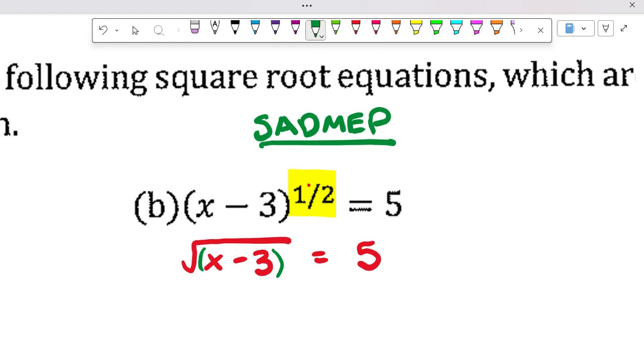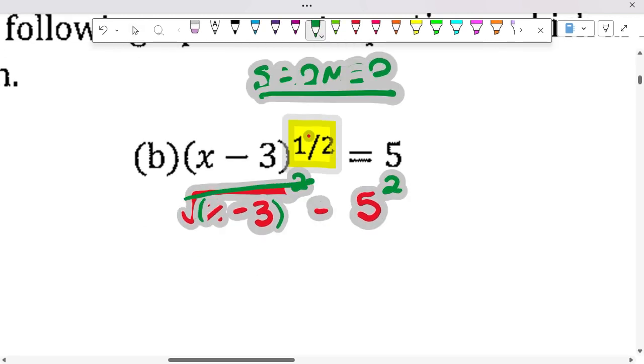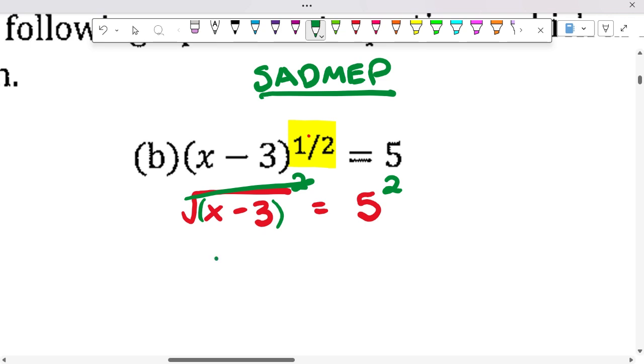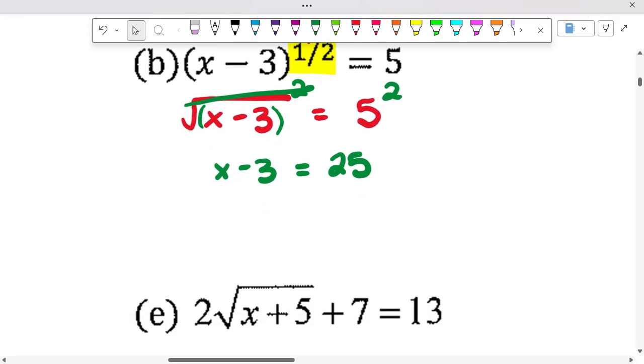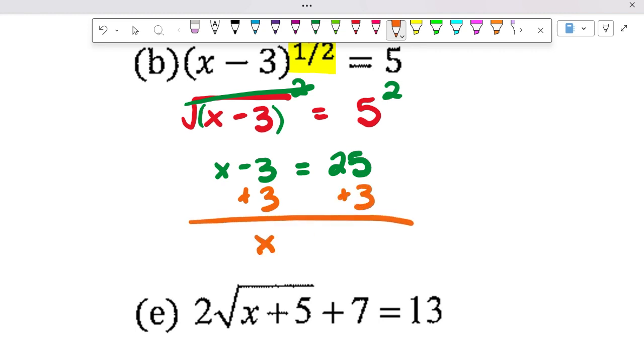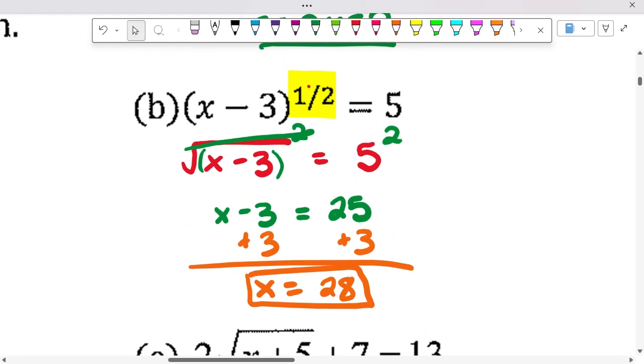Oh, good Lord, this is like pulling teeth. How do I take care of the square root? You square it. Square both sides. So that's gone. I got x minus 3 is equal to what? 25. Now I can finish solving for x like normal. So what do I do next? Add 3 to both sides. So x is equal to what? 28.